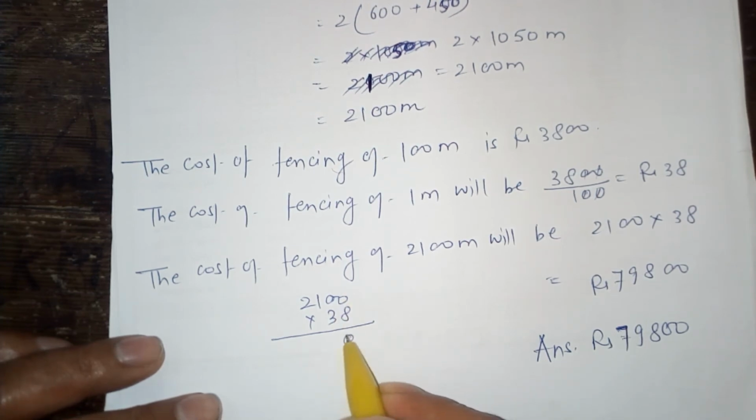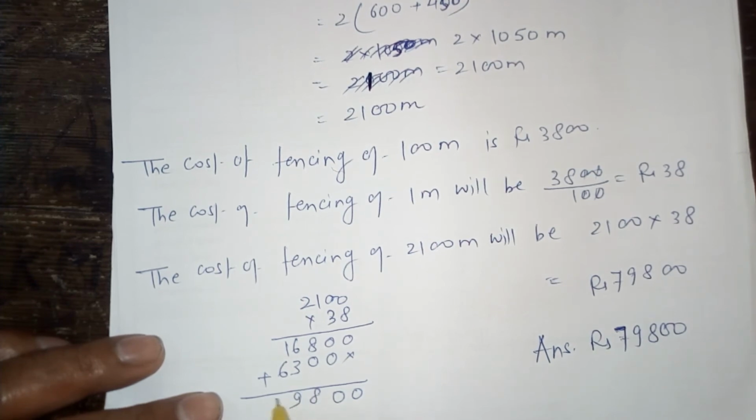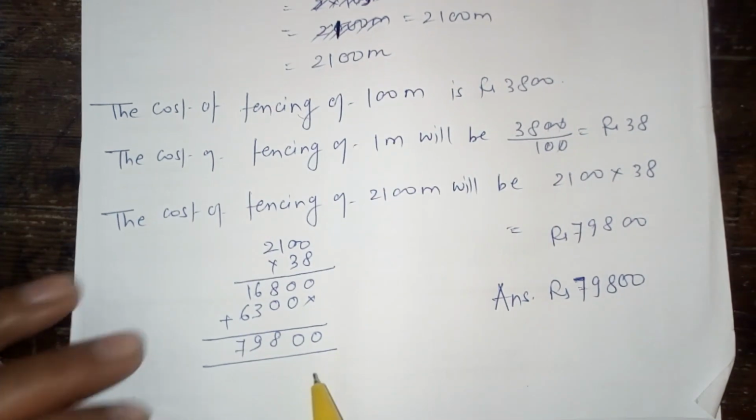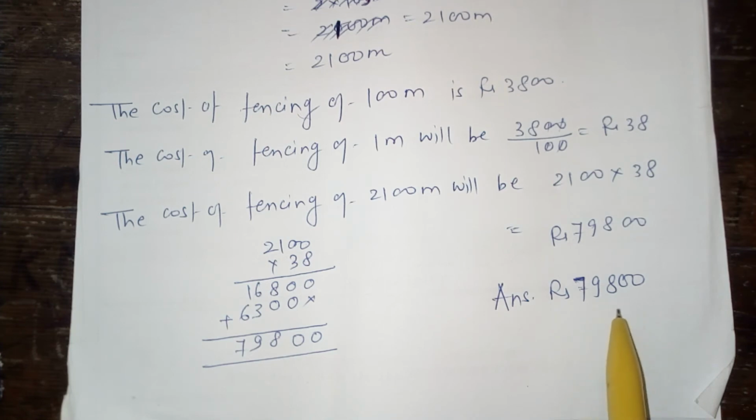8 into 0 0, 8 into 1 is 8, 8 into 2 is 16. Now 3 into 0 0, 3 into 1 is 3 and 3 into 2 is 6. After adding you will get 0 0, 8, 6 plus 3 is 9 and 7. Meaning the cost of fencing of 2100 meter will be 79,800 rupees.